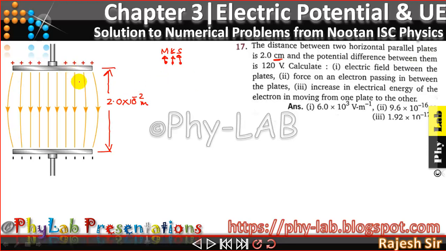And then they say the potential difference that is applied across these two plates happens to be 120 volt, friends. So the potential difference between these two plates, with the help of a battery etc., must be 120 volt. Now you need to find out the electric field, that's the first part. Force experienced, that's the second part, and then the increase in the potential electrical energy of the electron when it is moving from one end of the plate to the other end of the plate. So friends, let's see how one can solve this particular problem.